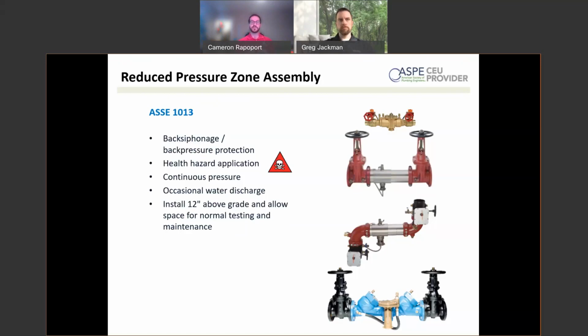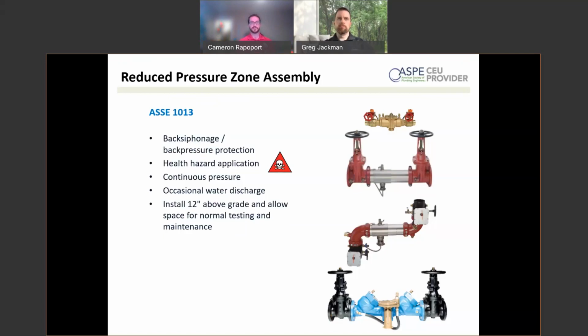You also have to know that water can occasionally discharge out of that relief valve. And it can be quite a bit of water. So making sure that your customer knows that, the contractor knows that, and that you put it in a place prepared for the potential for that water discharge is very, very important.